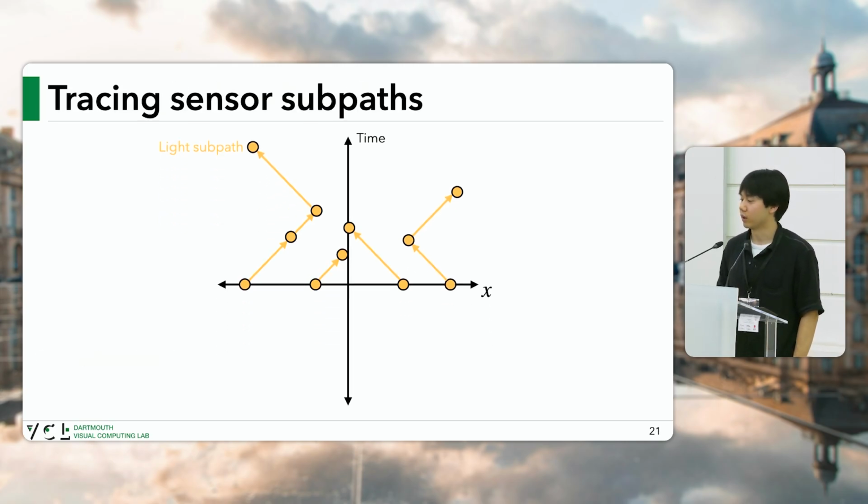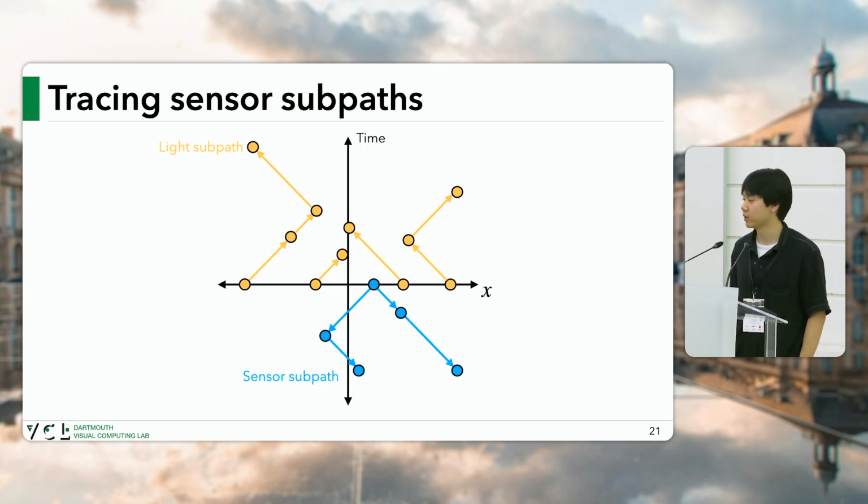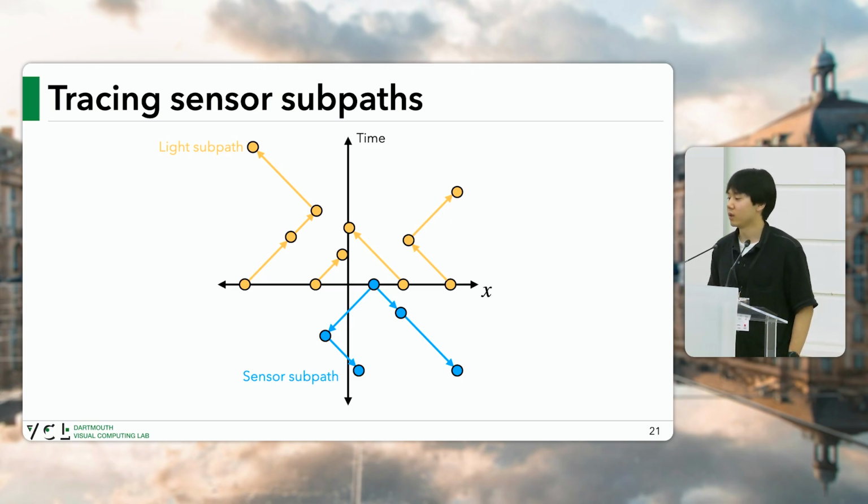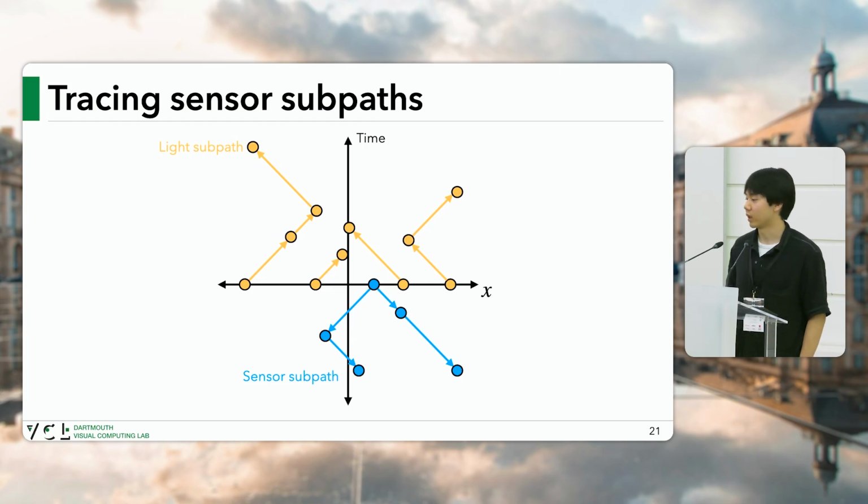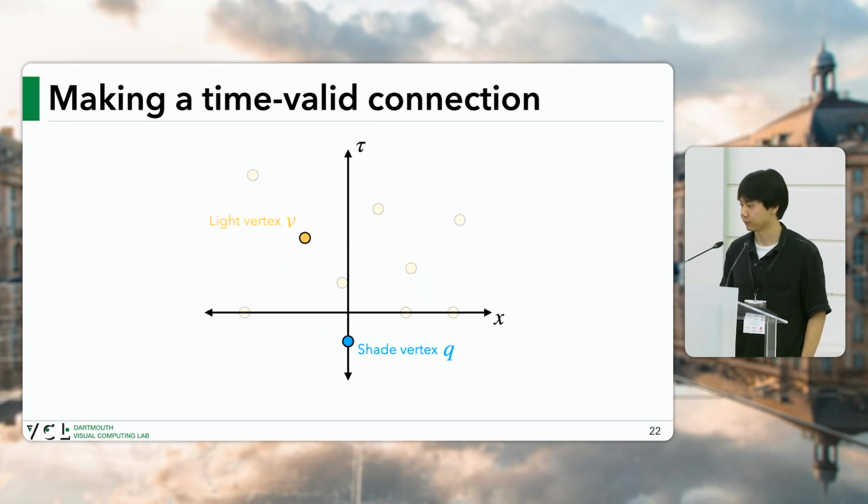And we can trace from the camera the same way. Here we draw sensor vertices downward to keep them visually separate from the light vertices, though their accumulated travel time is still positive. So now we trace paths from both ends. So the question is, which stored light vertices can connect to a sensor vertex and result in a path that's inside of the time gate?